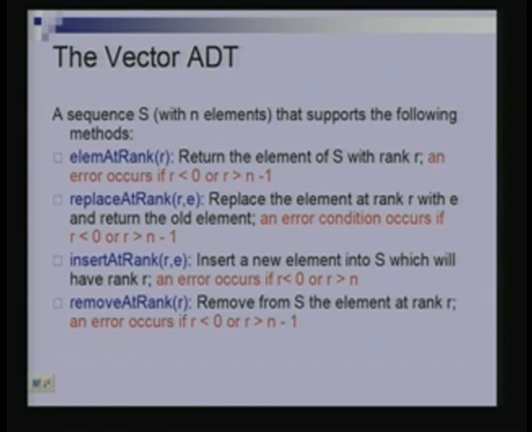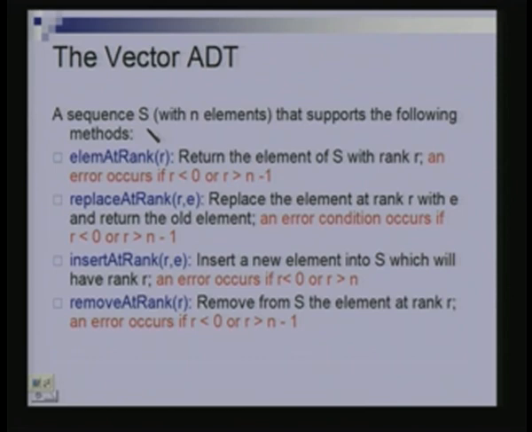The vector data type is a sequence of n elements that supports these methods. These are indicative methods, these are not all the methods. Essentially, a vector is a sequence where there is a notion of rank with every element of the sequence.